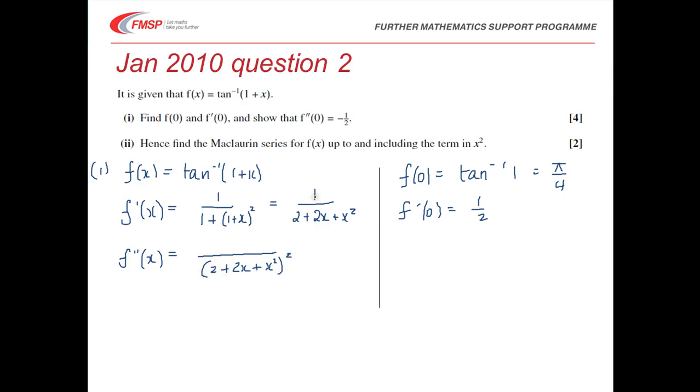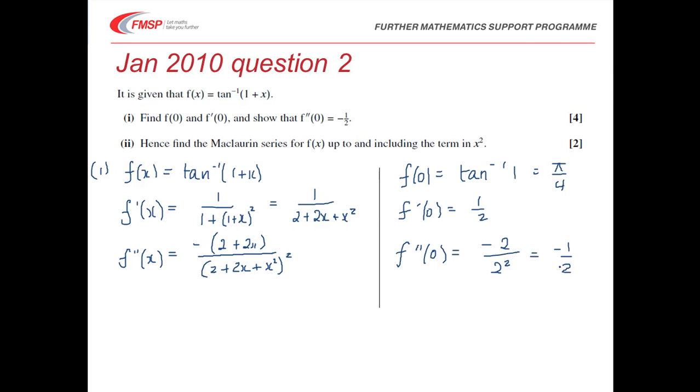The derivative of 1 is 0, of course, so that's going to disappear, and then it'll just be minus 1 lot of the derivative of the denominator, which is 2 plus 2x. So we have the second derivative, and again we need to evaluate that when x equals 0. So we end up with a minus 2 on the top line, and we end up with a 2 squared on the bottom line, so minus 2 over 4, which is negative a half.